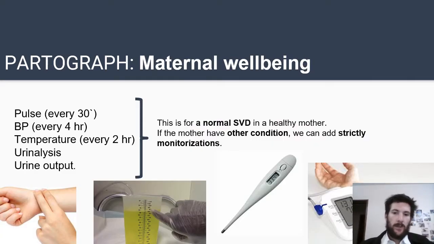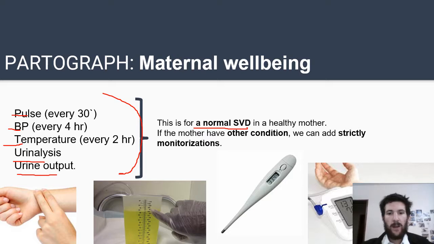After that, we need to check also the maternal well-being. That is to check the vitals of the mother, the pulse every 30 minutes, the blood pressure every 4 hours, the temperature every 2 hours, the urinalysis, and the urine output. This is a very subjective way, because not all of you do this in all the pregnancies. But the important thing here is that in a normal SBD, we have to do it like this.